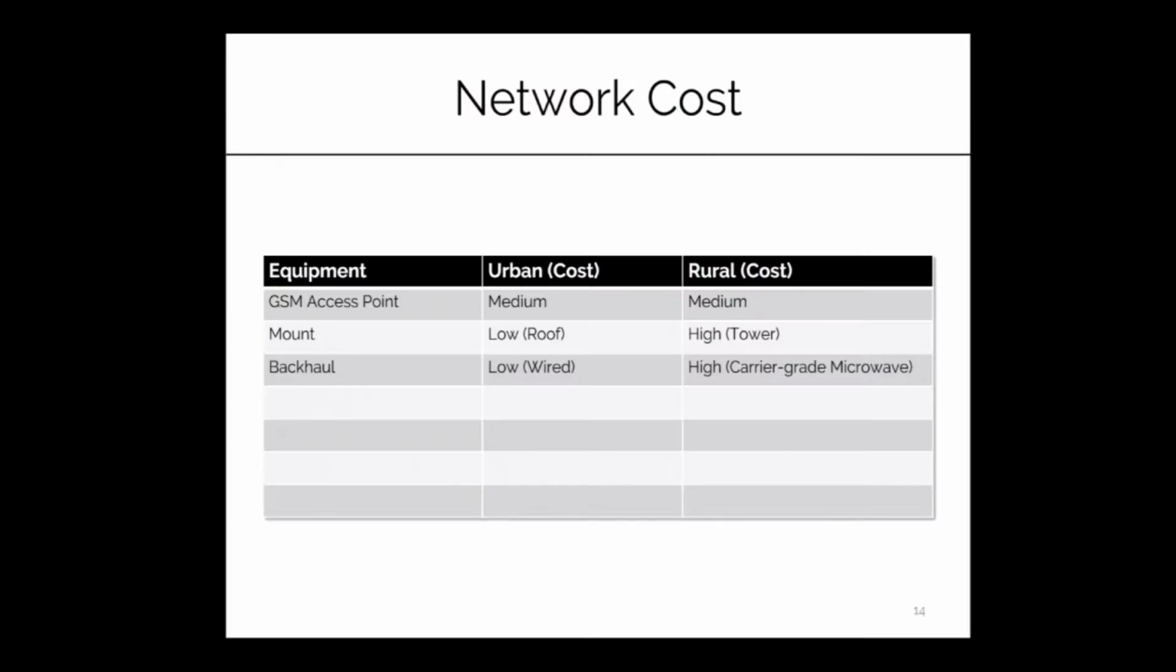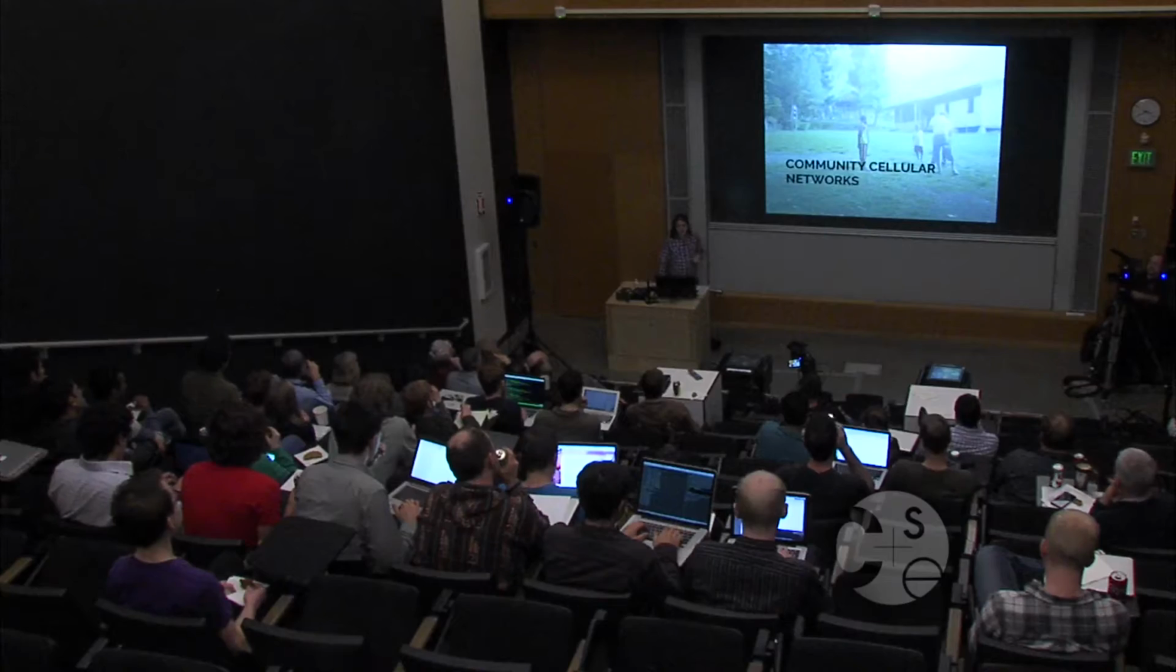There's similar things for other pieces, right? Backhaul. In an urban area, it's just wired. You plug into the wall, you've got internet. In a rural area, you have to bring a carrier-grade microwave link. And this is $20,000 a pop. So all of these things build up, right? There's similar stuff for power. Transportation is hard, making rural areas more expensive than urban areas. And this is broadly why there's no coverage, right? At the same time as there's less people, costs are higher, and their curves cross, and coverage is no longer viable. Our solution to this is a thing we call community cellular networks.